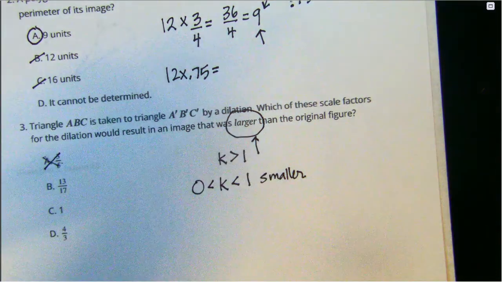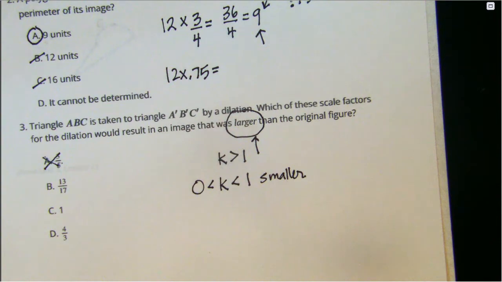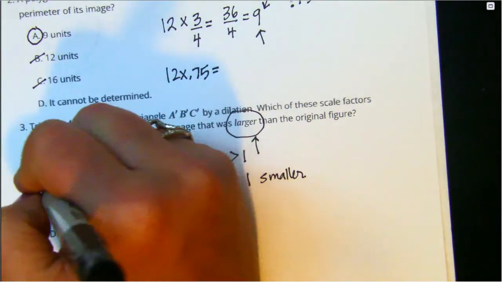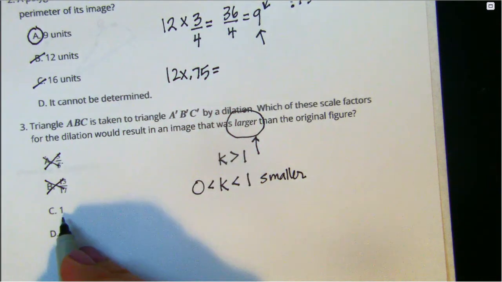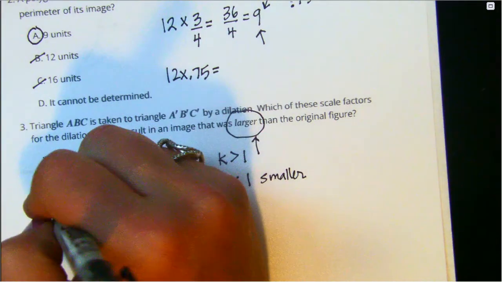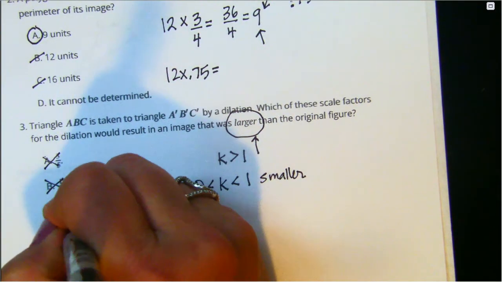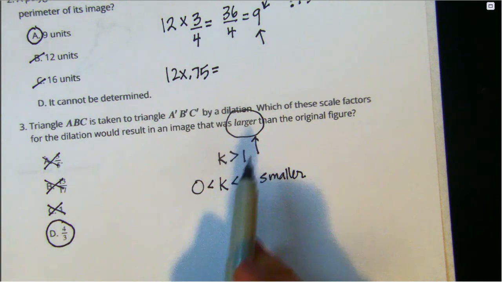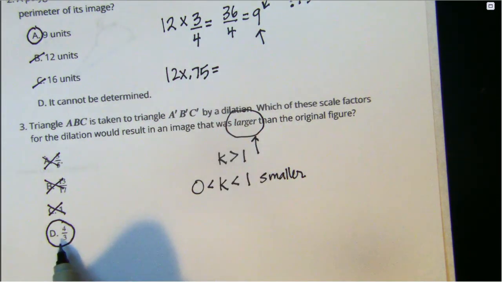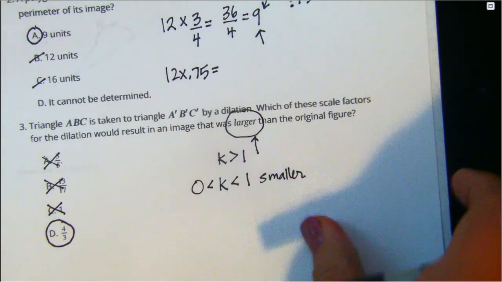13/17, that's more than half, right? But less than 1, so not going to be bigger. 1 wouldn't change it. A dilation of 1 would keep it exactly the same. And this one, 4/3, is actually 1.3 repeating, 1 1/3. So a scale factor of something bigger than 1 means it's going to be larger.